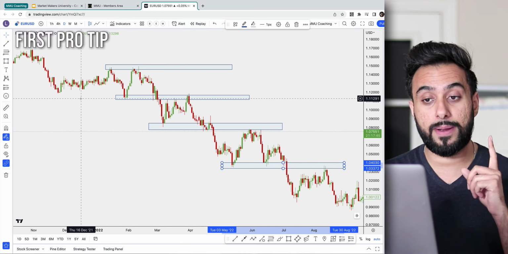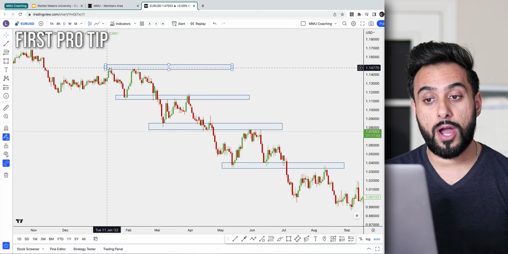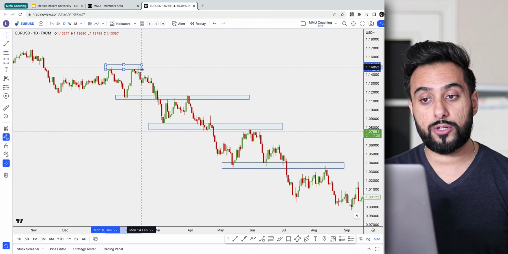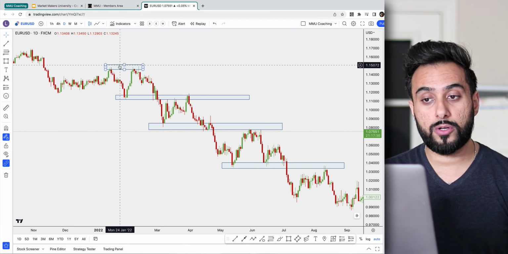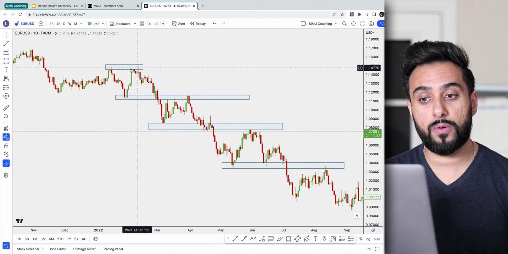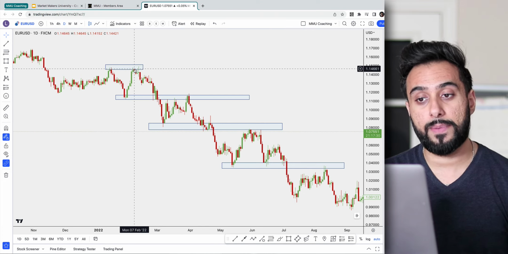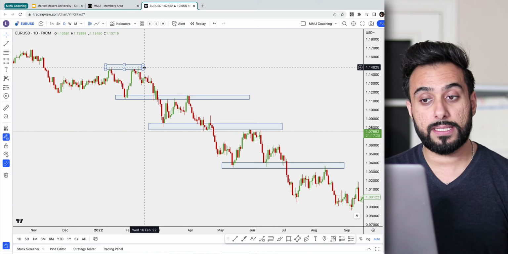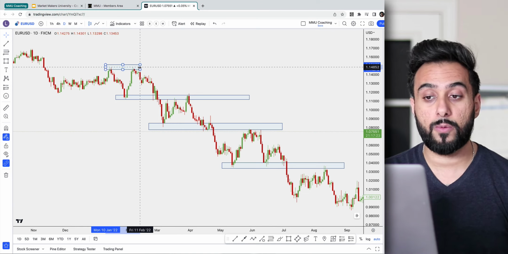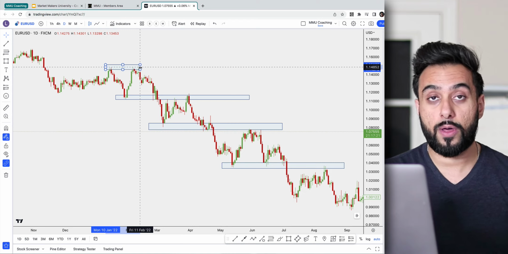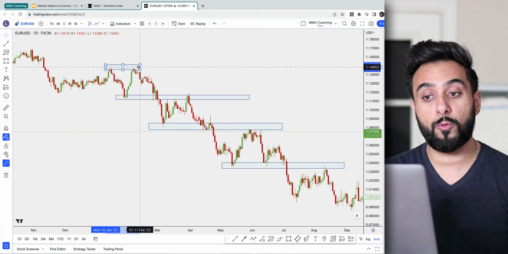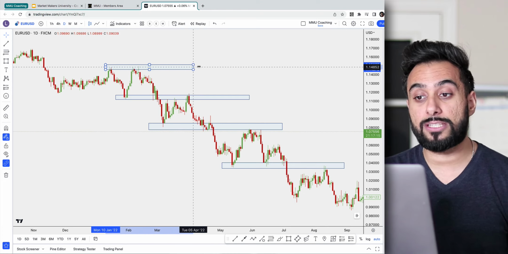The first pro tip I'm going to give you is, whenever you're drawing any support and resistance zone, I see a lot of people draw it just like this, and they end the zone essentially where the tops have stopped. But a key point is the reason why we're drawing these zones is because it might be a potential area where the market might react in the future. So that being said, what must we do to this zone? Very important. We must extend this all the way to the right.